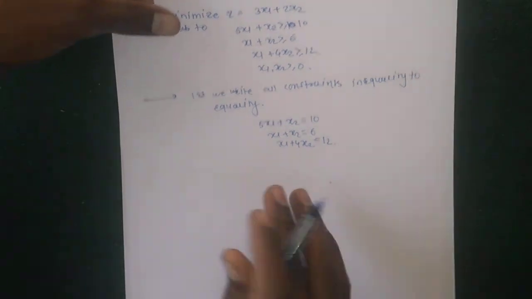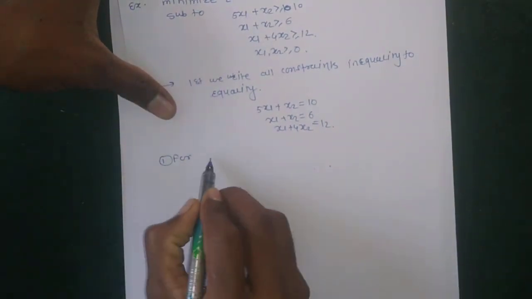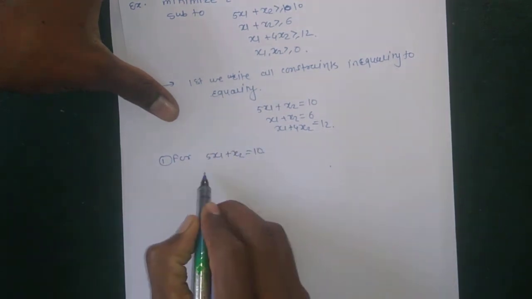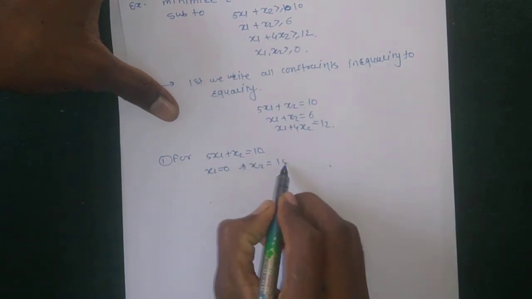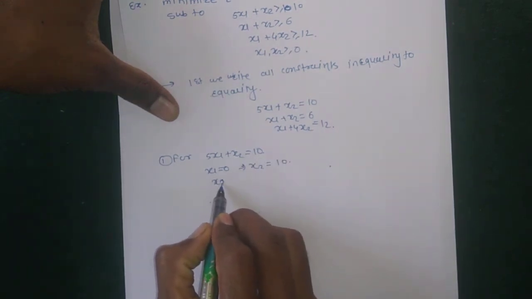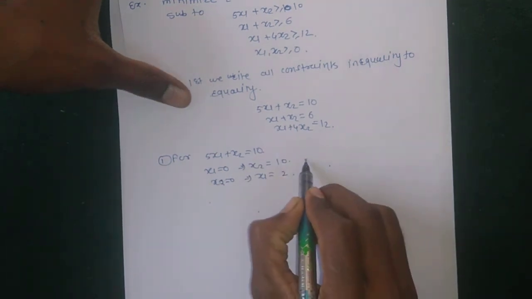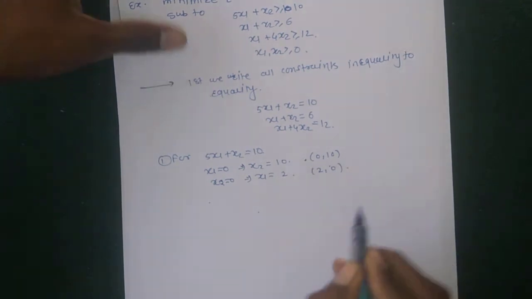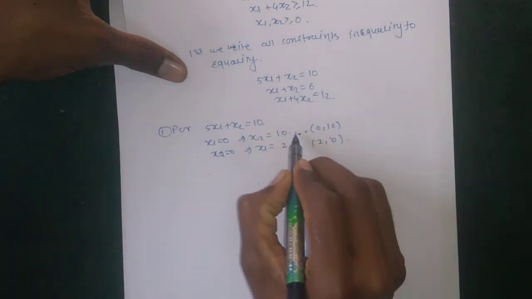The points of each constraint are, for the first line, 5x1 plus x2 equal to 10: if x1 is equal to 0, then x2 equal to 10, and if x2 equal to 0, then x1 equal to 2. Therefore the points are (0, 10) and (2, 0).